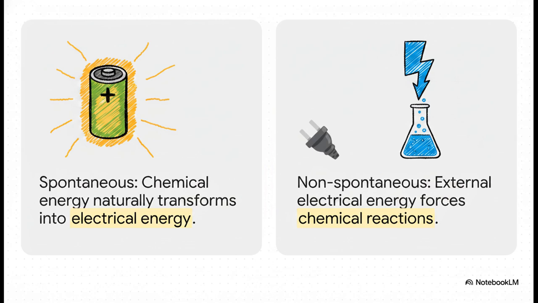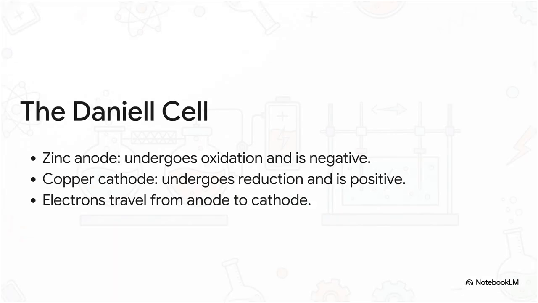So the core question is always, do the chemicals make the electricity, or does the electricity force the chemicals to react? Let's look at the classic Daniell cell for a second. At the negative zinc anode, oxidation occurs. It's losing electrons. Over on the other side sits the positive copper cathode, where reduction takes place. The electrons travel spontaneously from the anode over to the cathode, and boom! That flow gives us an electrical current we can actually use to do work.